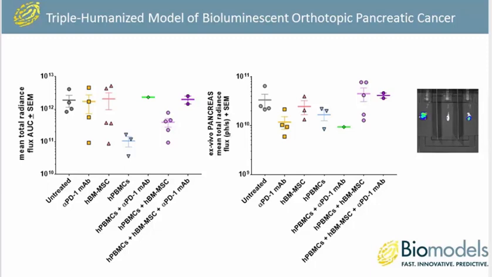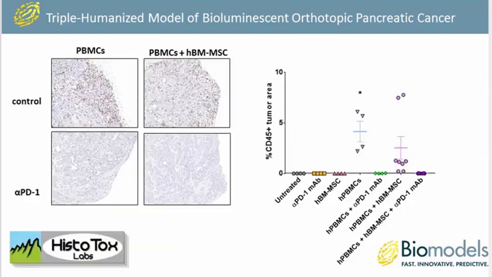You can see here in the ex vivo pancreases, maybe we have a little bit of an increase, but really the MSCs we would expect more of an increase on metastasis and not primary tumor, and we did not have the opportunity here to assess metastasis. We perform much of our histology work with our partners, Histotox Labs.